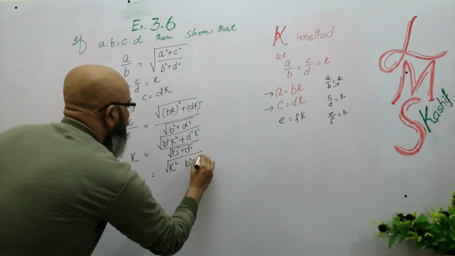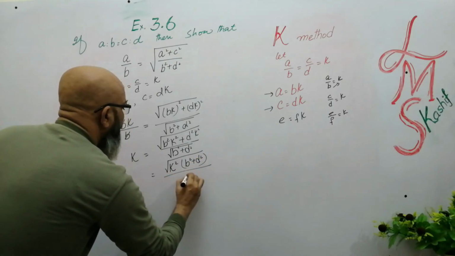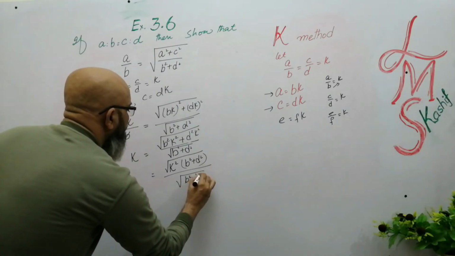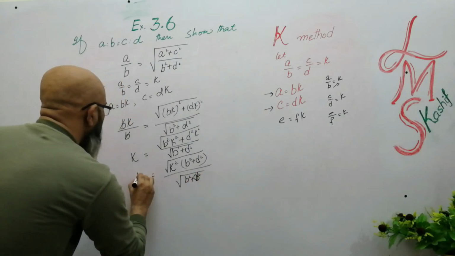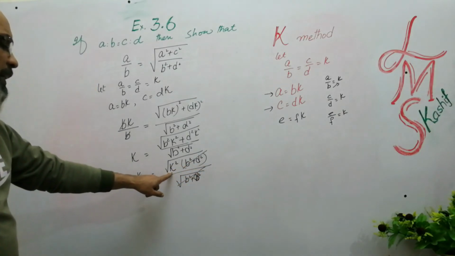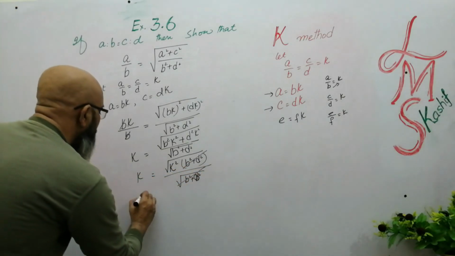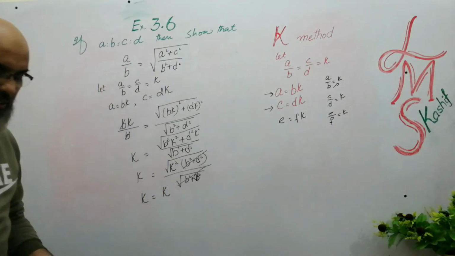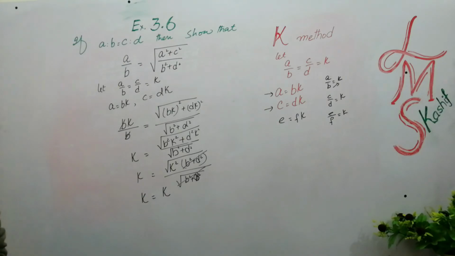B square plus d square over b square plus d square, that is equal to k. So b square plus d square cuts. So when we take the square root of k, it proved k is equal to k, means left hand side is equal to right hand side. So rest of the questions you can solve from this exercise.